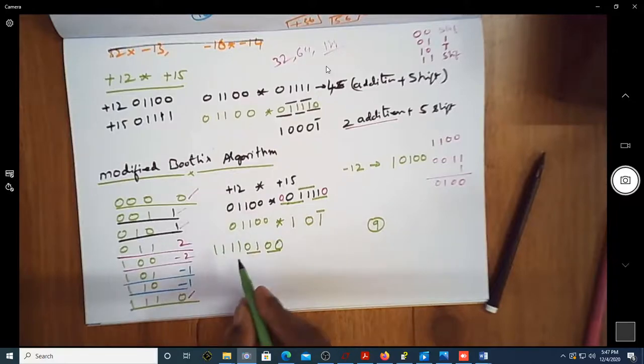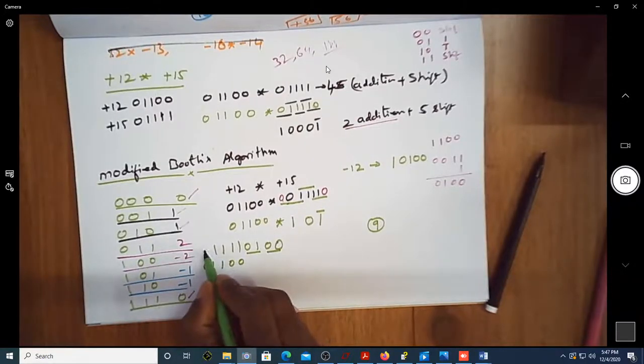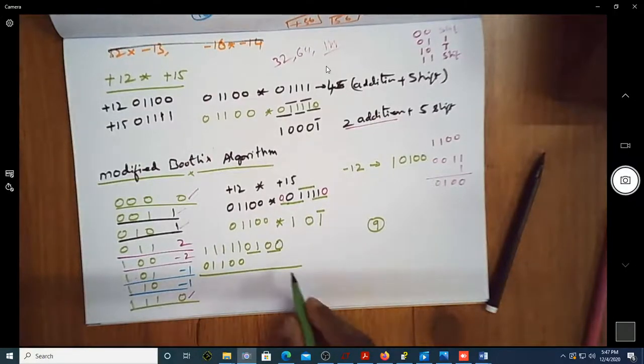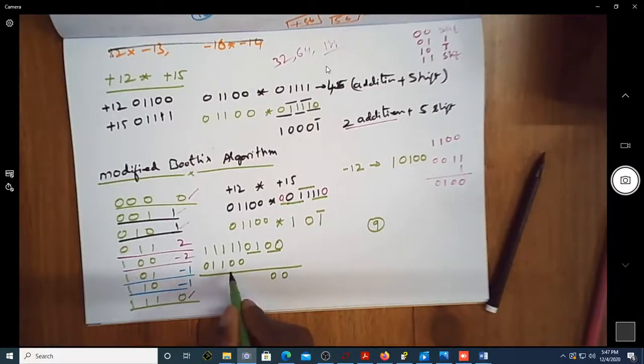The multiplicand is now 12. So I will add here 0 0 1 1. This is my 12. Let me put the sign bit also here. This is 1. So this is my output. My output is 0 0. Of course there's no question of shifting here because you don't have any more bits. This will be your answer. So this is 0 0 1 0.